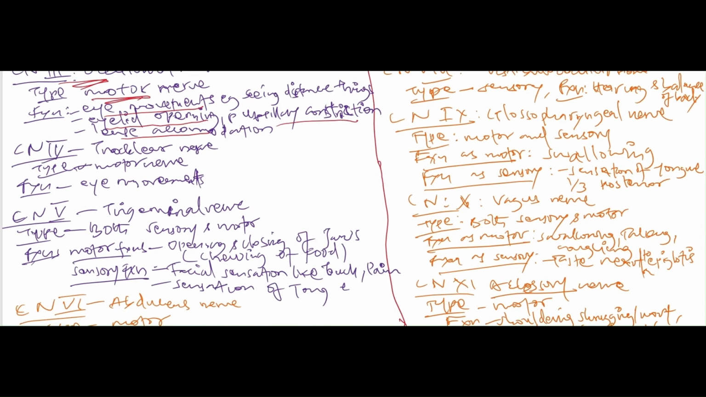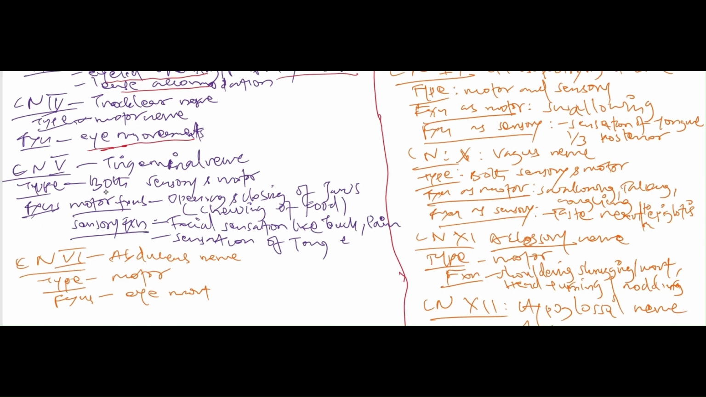So the trochlear is also for eye movement, and it's motor. The trigeminal nerve, which is both sensory and motor, has 2 functions, that is opening of the jaws and closing of the jaws, simply chewing of food. That's where we get the trigeminal nerve. And as sensory function, it helps in facial sensation, like when you feel something touching your face, or pain, and also sensation of the tongue.